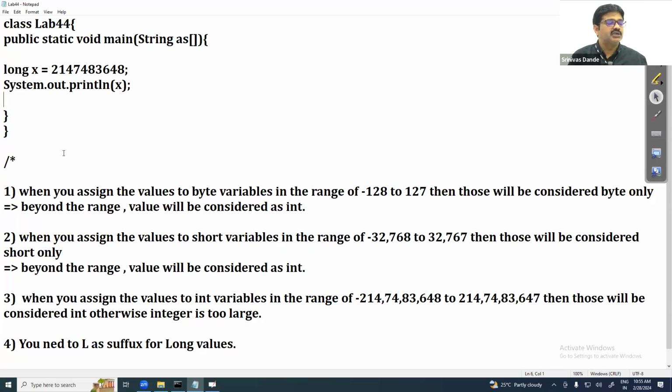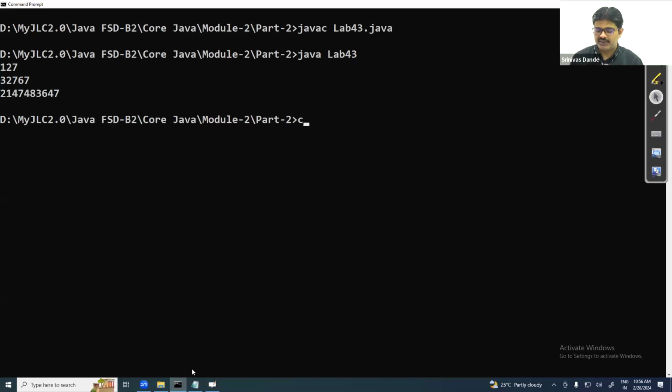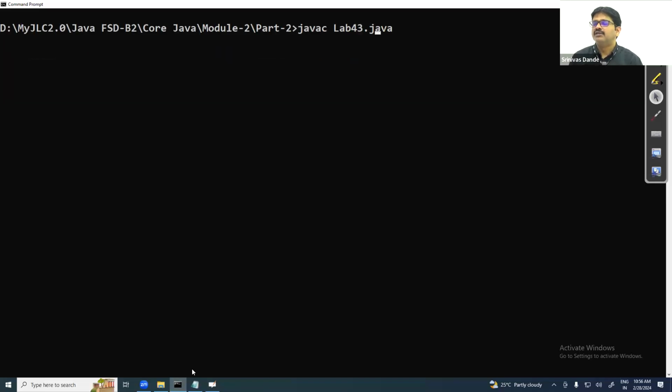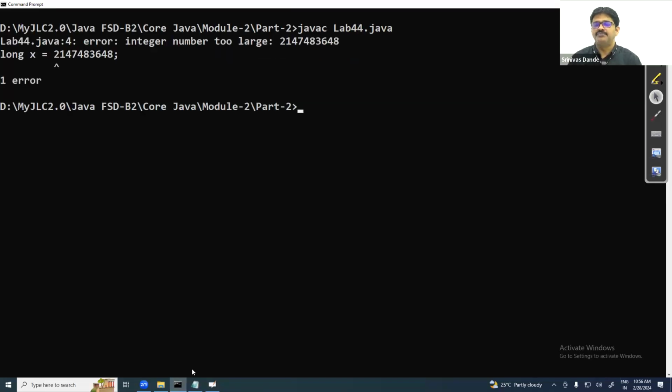The number is integer too large, right? The number you are writing here is out of integer range, because it is considered by default as an integer, but this is out of integer range, so it won't accept. But we have to assign it to a long, meaning you tell the compiler this is not an integer, please don't consider it as an integer, consider this as a long. How to tell that to the compiler? Use a suffix. First let me compile and see the error, then we'll remove the error.